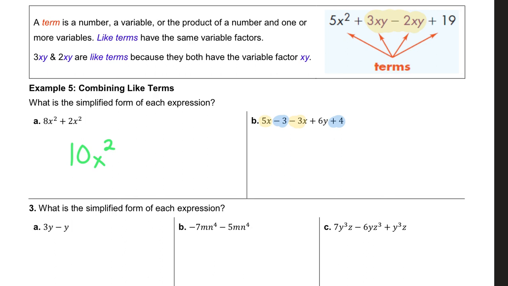So when I simplify this, I'm going to do 5x plus -3x is 2x. I'm going to do -3 plus 4, which is +1. And then 6y doesn't have any like terms, so it remains 6y. So that's a nice little example to show different types of like terms. And there's certain times, if there are no like terms for a term, that term just stays the same. It does not change.